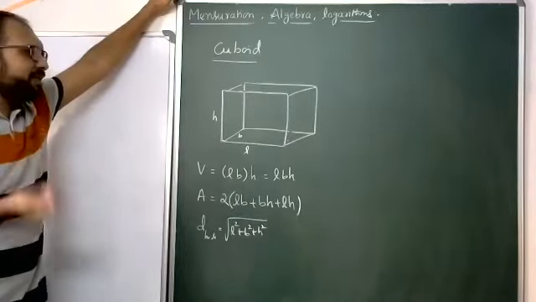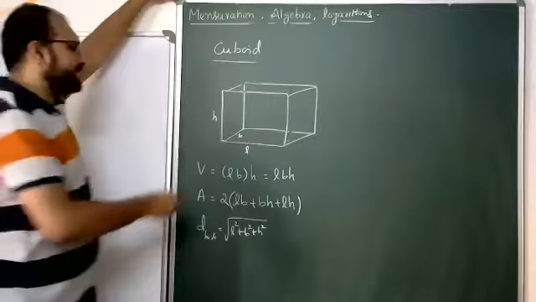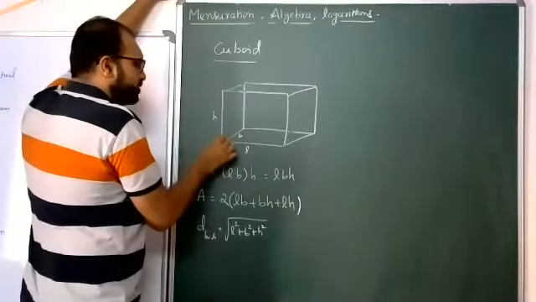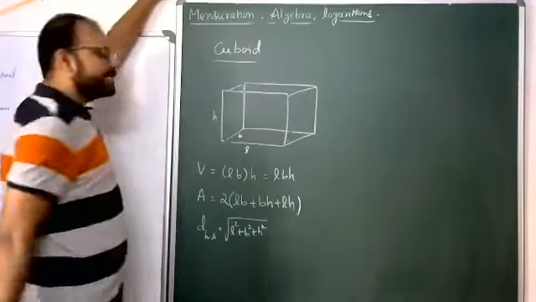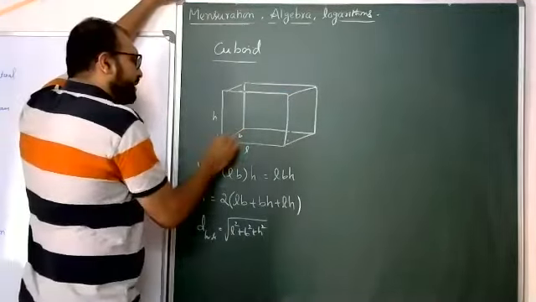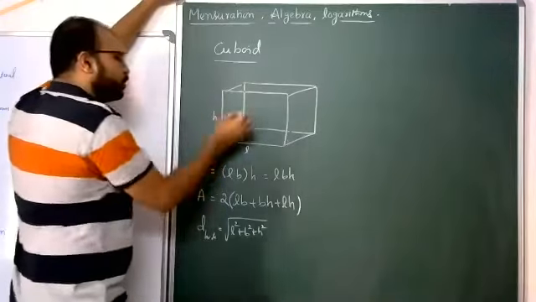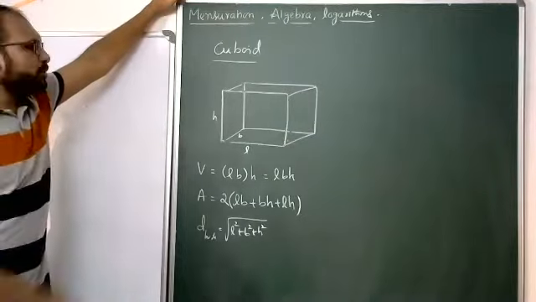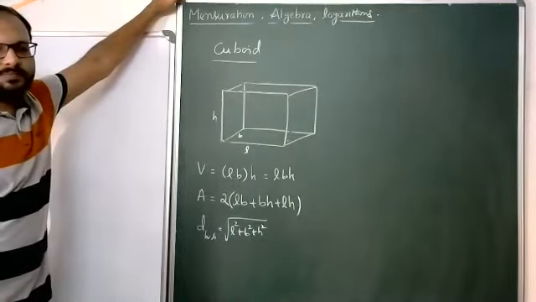Next, face diagonals are also there, that is individual. For example, students, this face, this is L, this is H. So from here to here, root over L square plus H square. Similarly, this is B, this is H. From here to here, root over B square plus H square. So this is the cuboid.